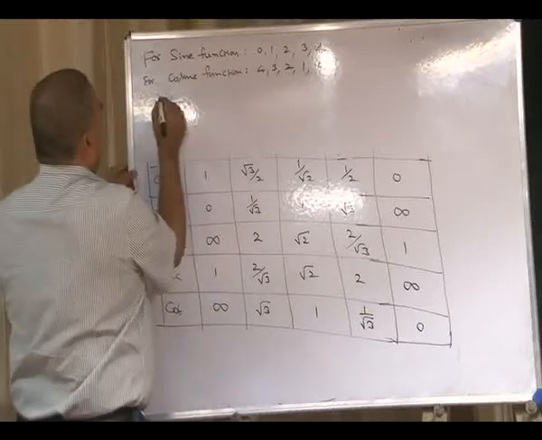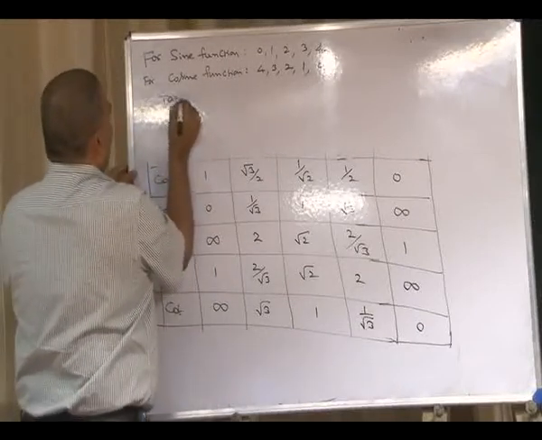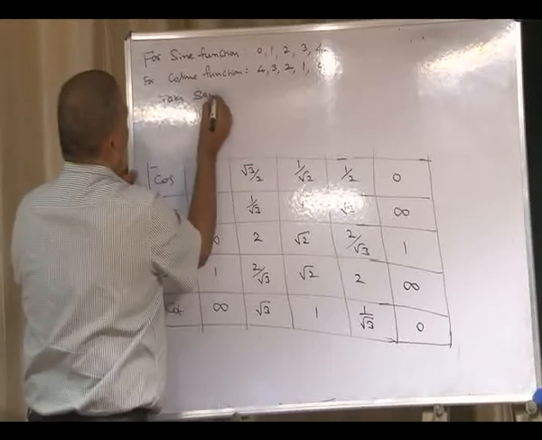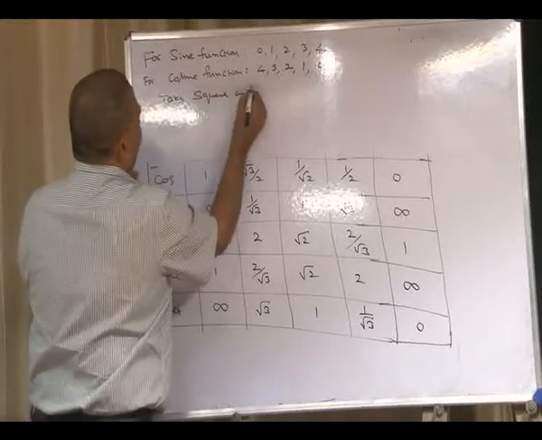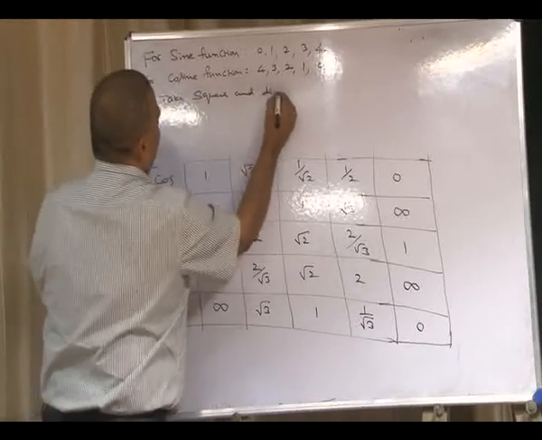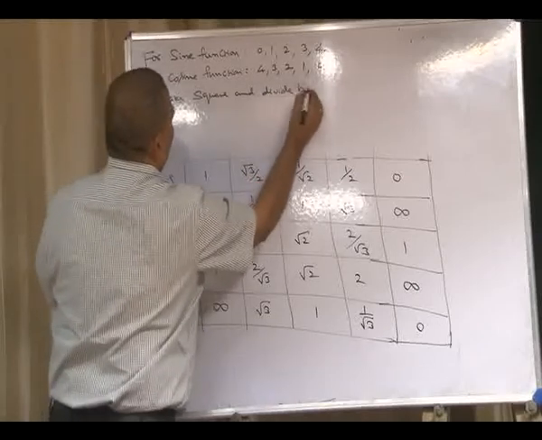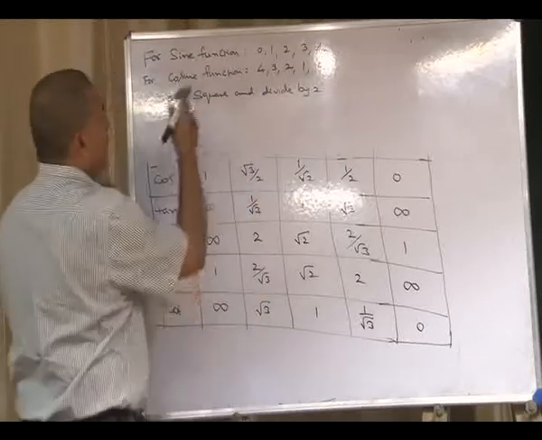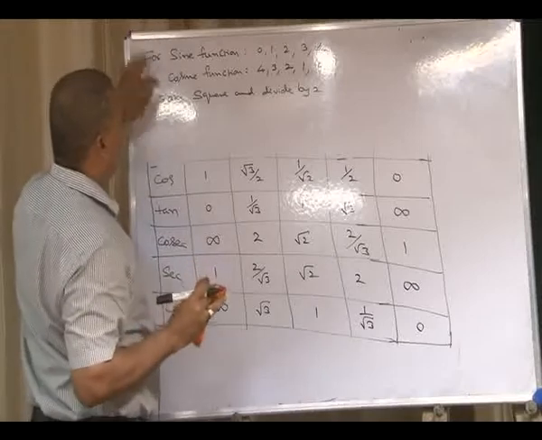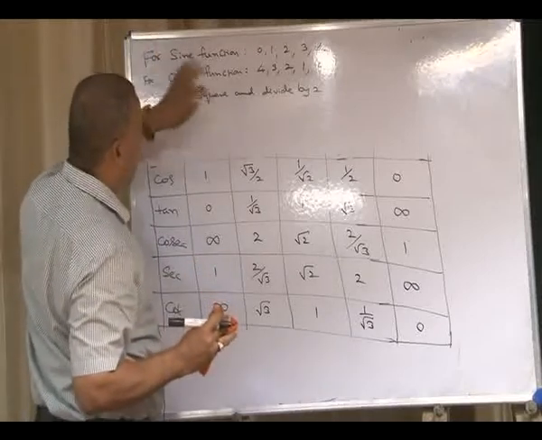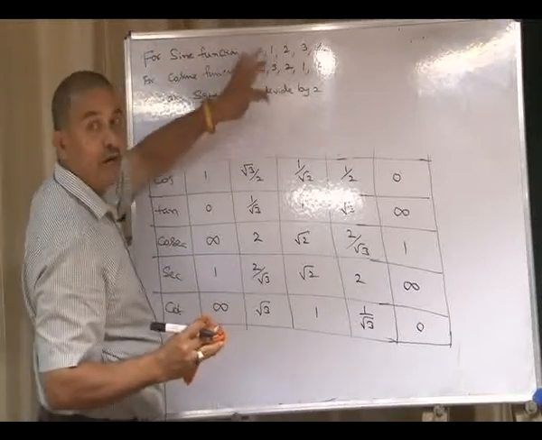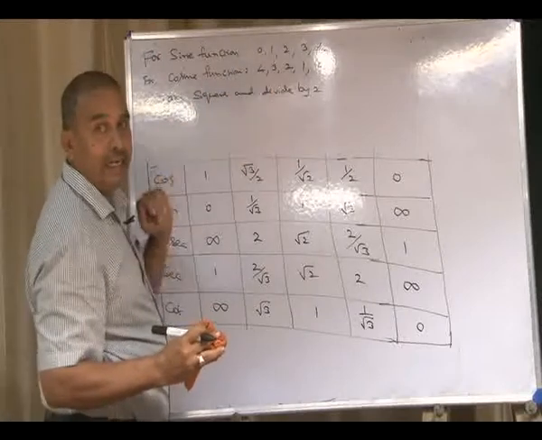Here take square root and divide by 2. Then we get the trigonometrical ratios of sine and cosine function of 0 degree, 30 degree, 45 degree, 60 degree and 90 degree.